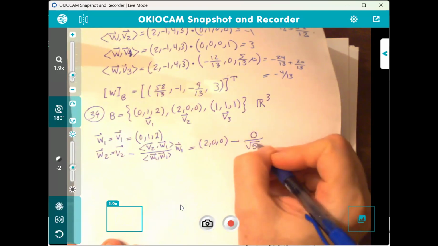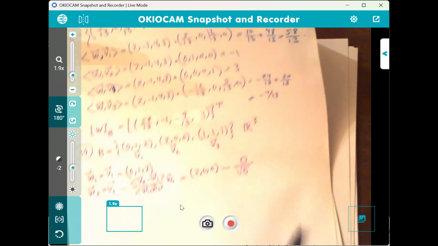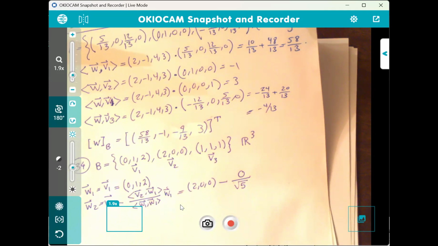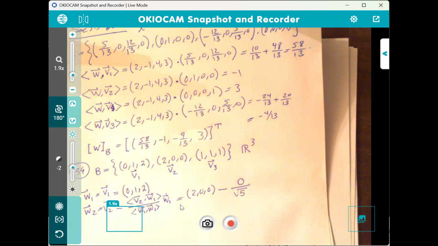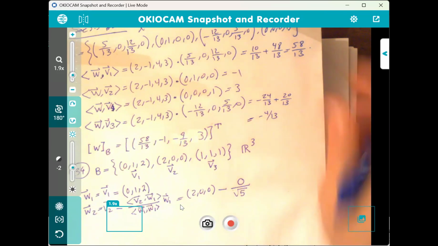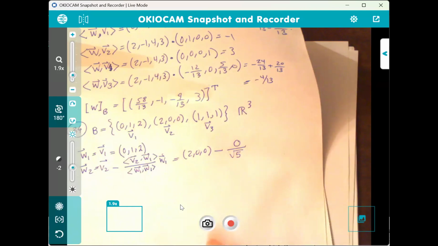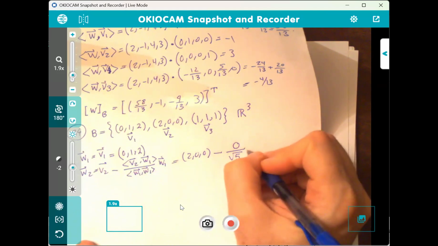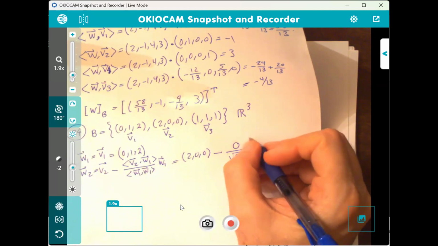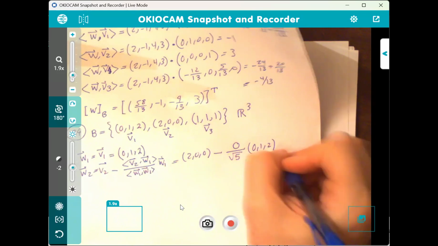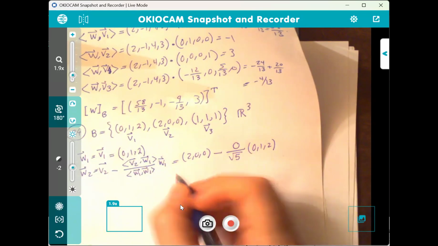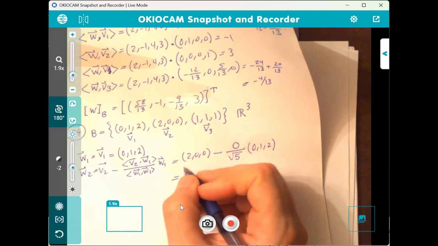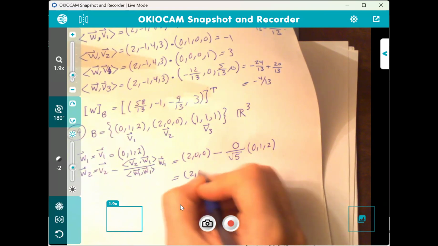Oh, it's the magnitude squared, right? So I don't have a square root. But that's going to be 0 anyway, isn't it? True. So that's going to be 0 anyway. And then times W1. And then what is W1? W1 is 0, 1, 2, right? That's W1. So this is going to be 0. So 200 minus 000, in other words. So what does this become? W2 becomes just 200.